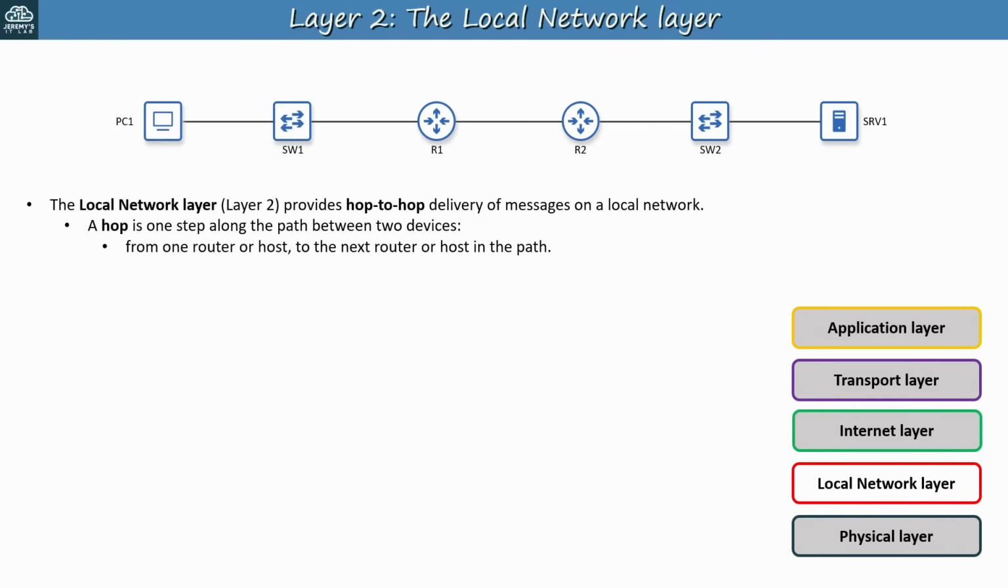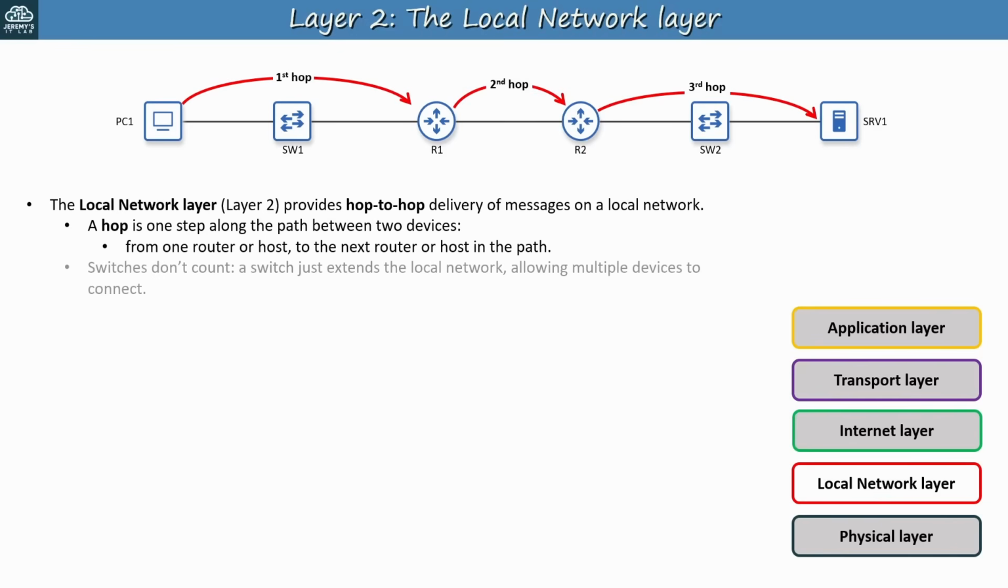When PC1 sends a message to server 1, how many hops are there? The first hop is from PC1 to R1. The second hop is from R1 to R2, and the third hop is from R2 to server 1, so 3 hops in total. The switches don't count as hops. A switch just extends the local network, allowing multiple devices to connect.